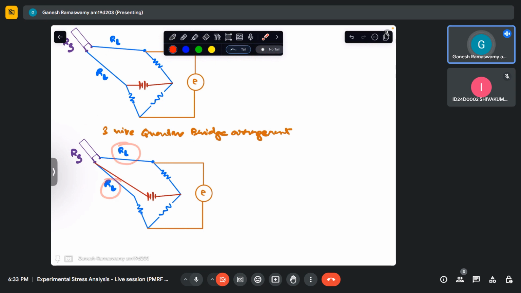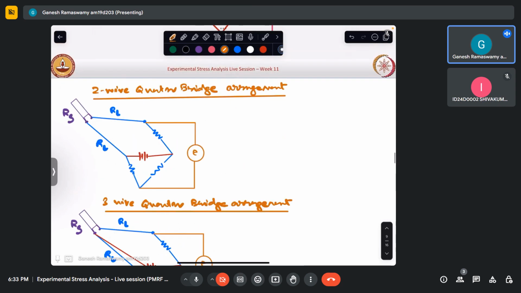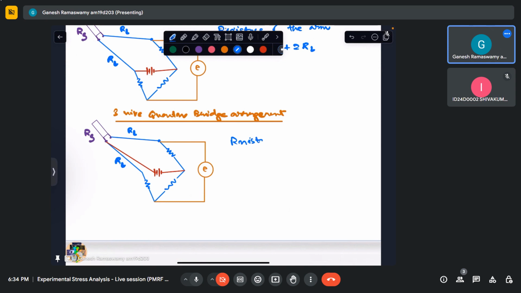Granted, this RL and RL are maintained the same. Okay, so in this case, what is the total resistance of the arm here? Just a moment. So the effective resistance of the arm is Rg plus 2 RL. And here the effective resistance of the arm remains Rg. Why? Because this RL and this RL are cancelled out and we are looking at the resistors alone.